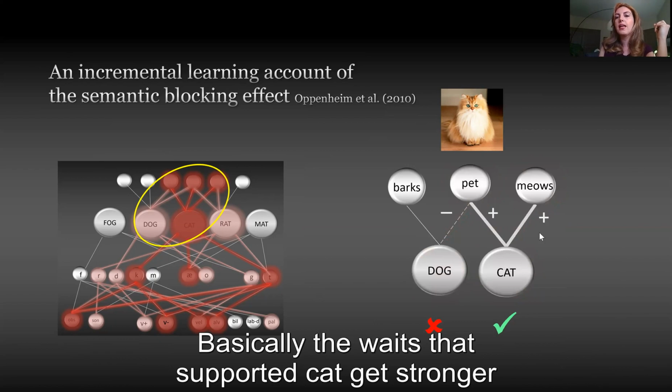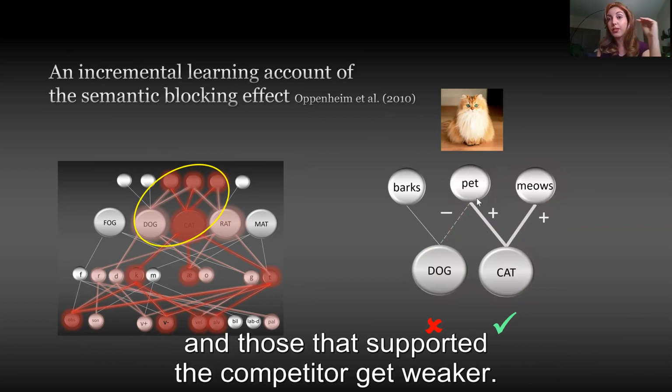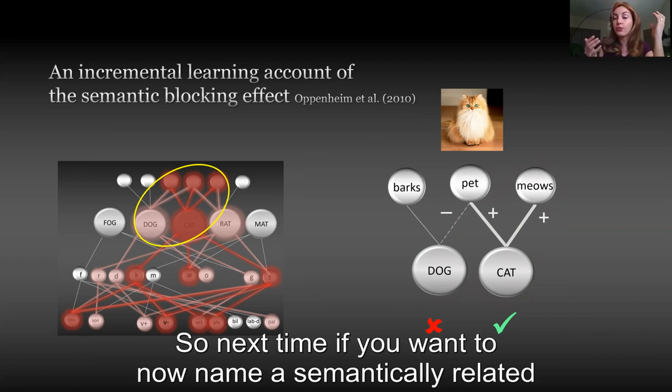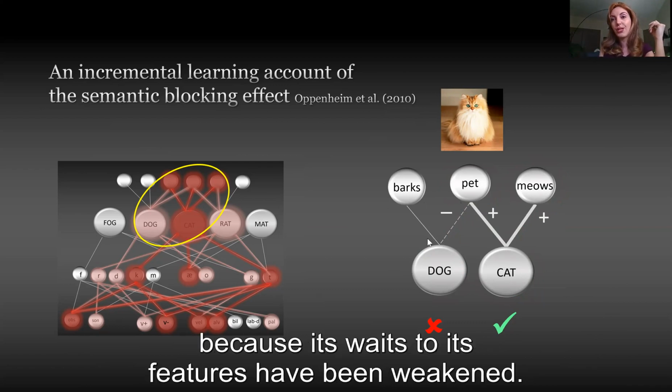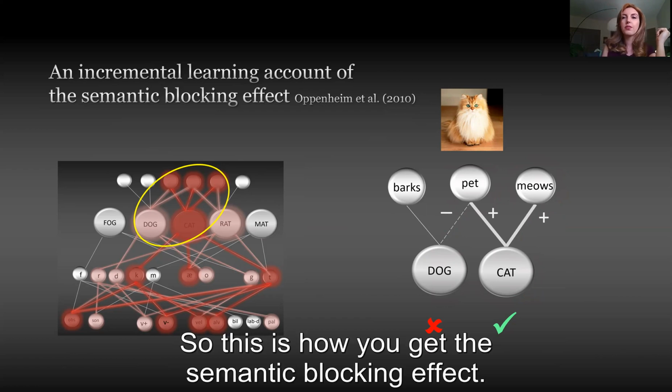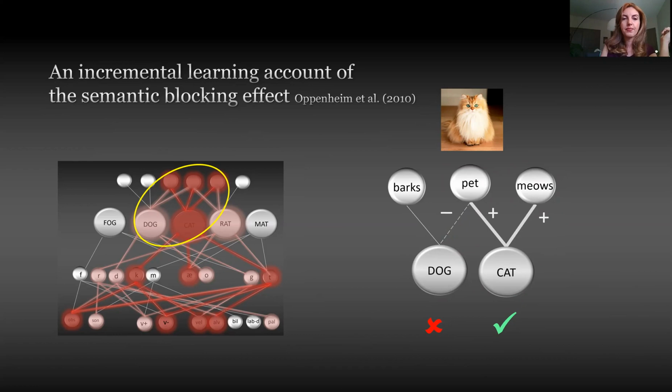Basically, the weights that supported cat get stronger, and those that supported the competitor get weaker. So next time, if you want to now name a semantically related item like dog, you can see that it's at a disadvantage because its weights to its features have been weakened. So this is how you get the semantic blocking effect.